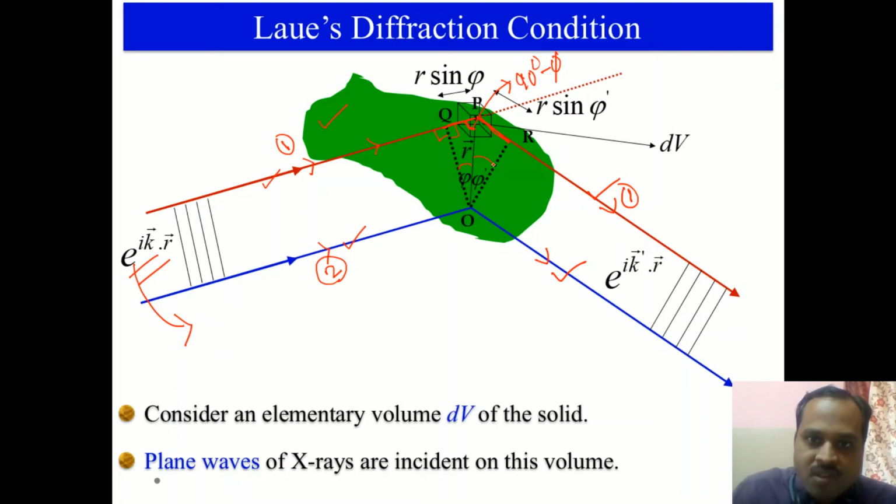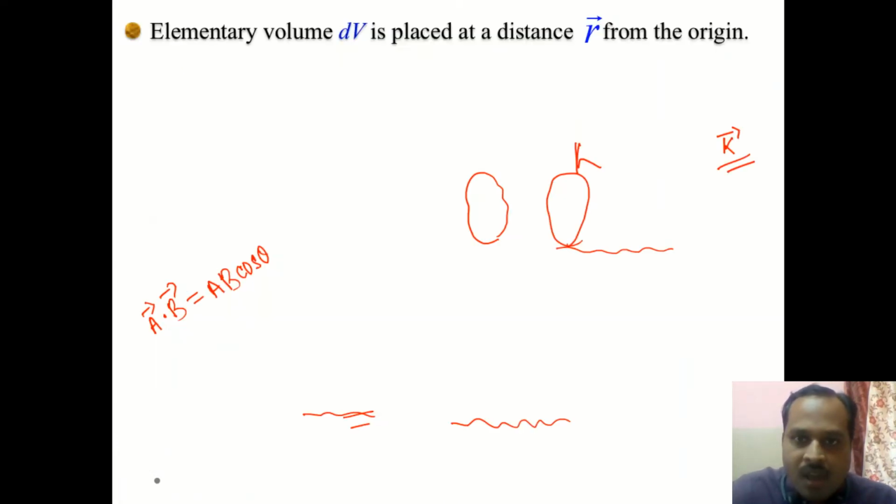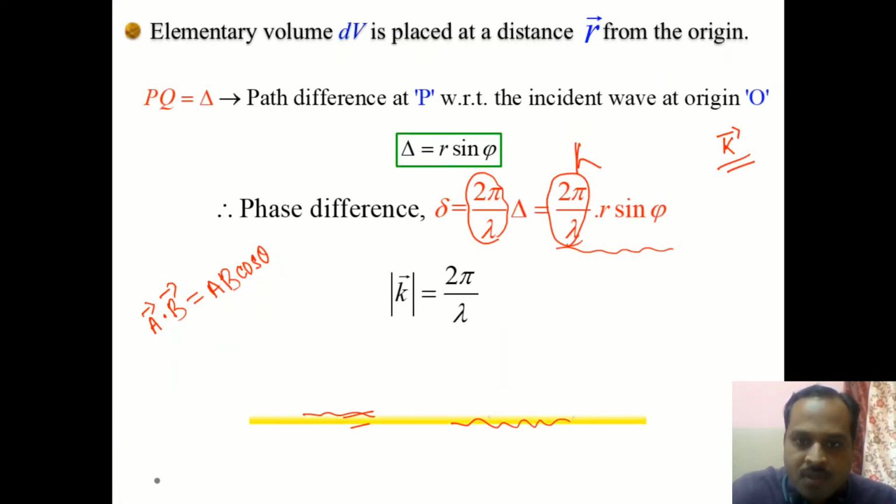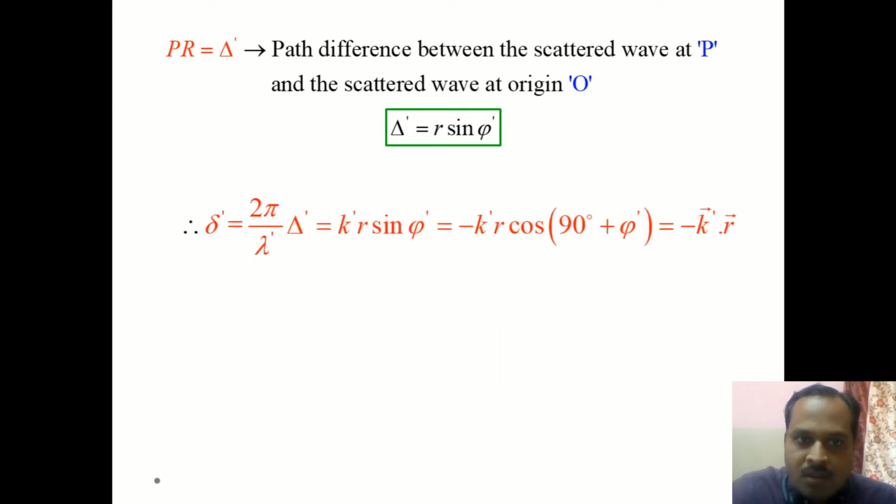If phi prime is this angle, then this distance will be r sin phi prime. Similarly, as in the previous case for the incident waves, here also you can write the phase difference. This path difference can be represented as 2 pi by lambda prime times del prime. Here we have written lambda prime because till now we have not considered elastic scattering. Later on we will see that for elastic scattering lambda is equal to lambda prime.